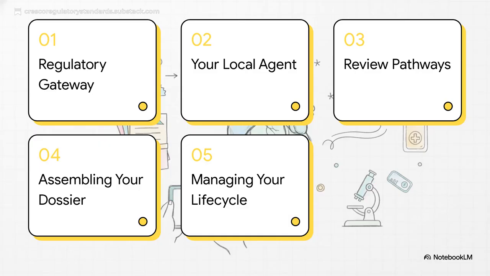All right, so here's our roadmap for today. We've broken this down into 5 key stages, basically the exact journey you'll be taking. We'll kick things off with the basics, get into appointing a local agent, choosing your review pathway, super important, then assembling all that paperwork, and finally, what you need to do after you get approved.